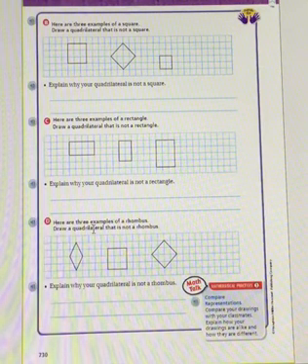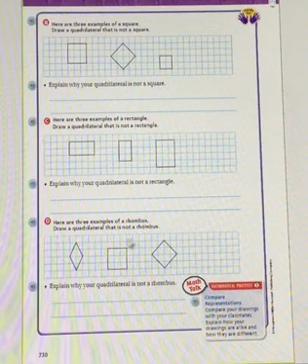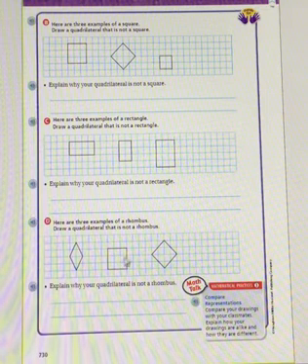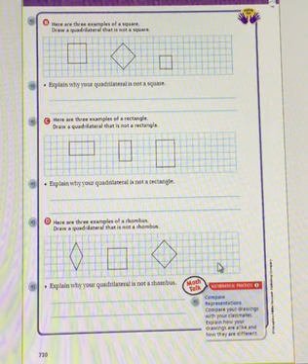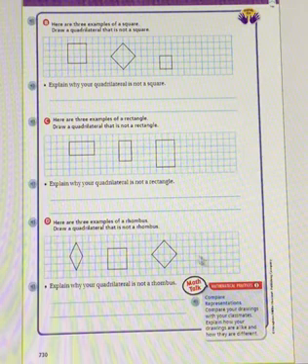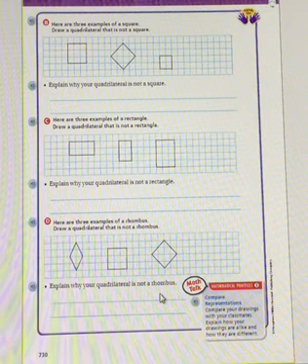Draw a quadrilateral that is not a rhombus. Now remember, a rhombus is just a shape with 4 equal sides. These two are special rhombuses called squares because they also have 90-degree angles. This is also a rhombus. All 4 sides are the same length. So you're going to draw a quadrilateral that is not a rhombus. Press pause so you can draw your shape and explain why it's not a rhombus. When you're ready, resume your video.